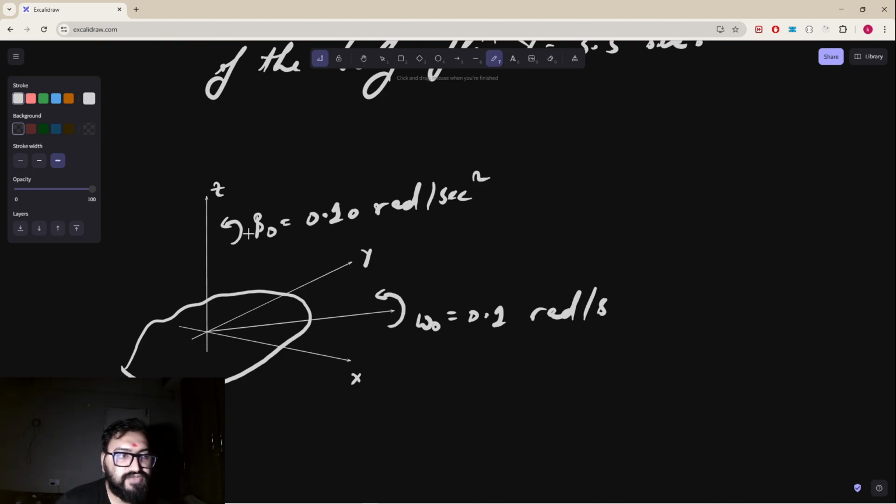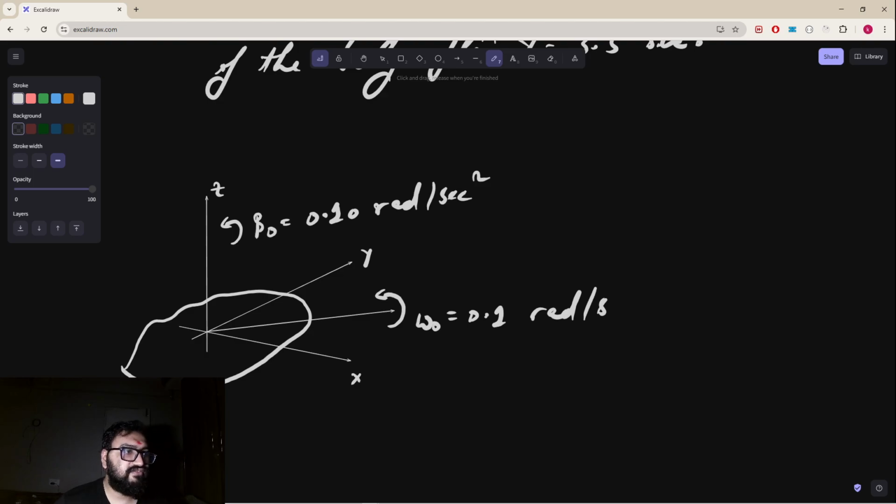Now this beta naught is the angular acceleration along the z-axis, which means this body is actually having an angular acceleration in this direction. By the right hand thumb rule, you know that this angular acceleration will be along the z-axis, and this omega naught is actually turning the body like this. Therefore, the direction of the angular velocity is along the horizontal direction. Let me revert back.